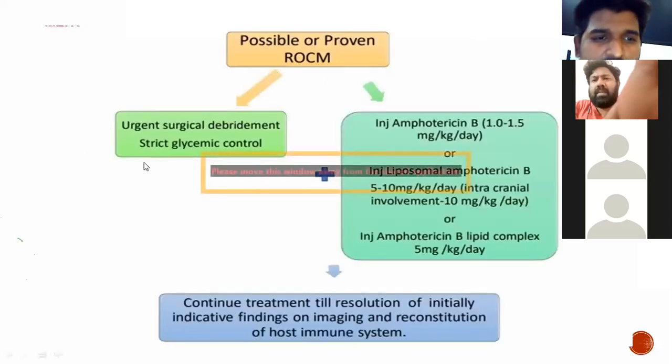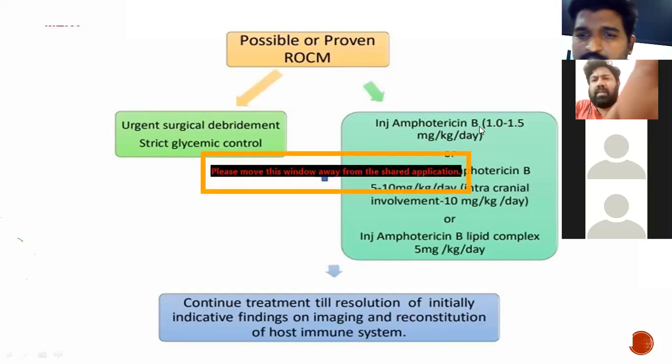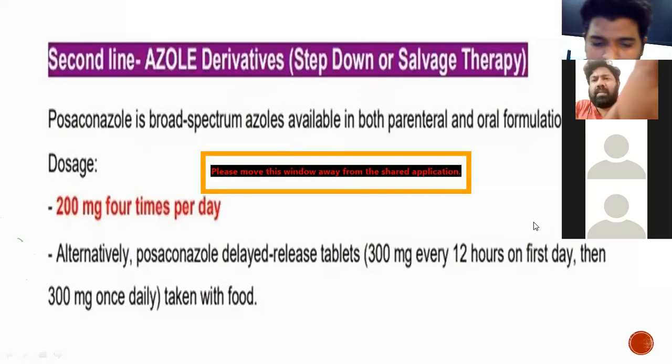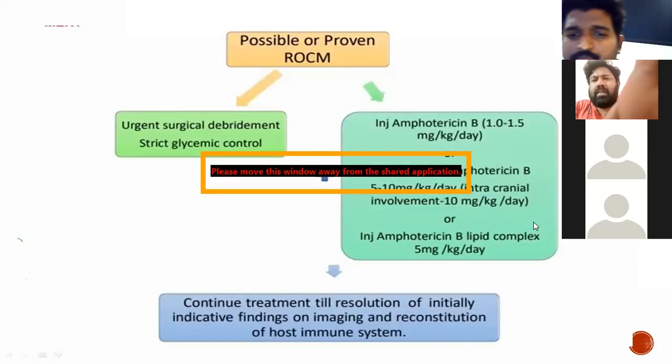Possible or proven ROCM: urgent surgical debridement with strict glycemic control. These are the armamentarium we have. We can start with injection amphotericin B 1 to 1.5 milligram per kilogram per day, or you can start with liposomal amphotericin B. With intracranial involvement, you can increase the dose up to 10 mg per kg per day.